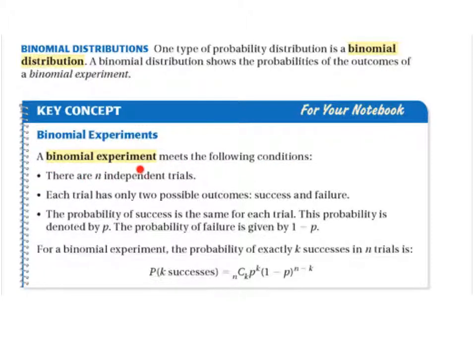There are n independent trials. Each trial has only 2 possible outcomes, success and failure. That's binomial, 2. Okay, 2 outcomes. The probability of success is the same for each trial. This probability is denoted by p. The probability of failure is 1 minus p. So I've got p and 1 minus p. And if you add those up, you get 1.